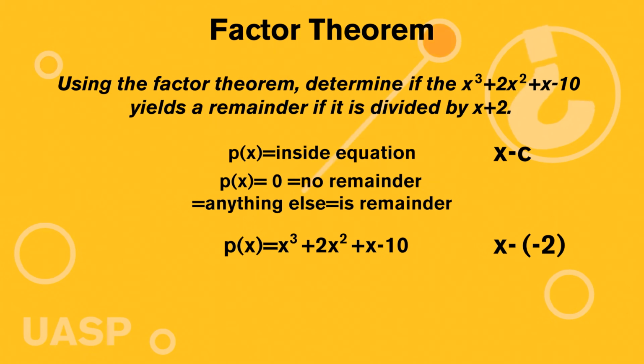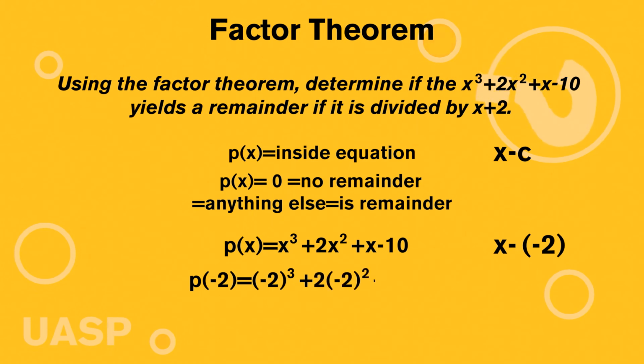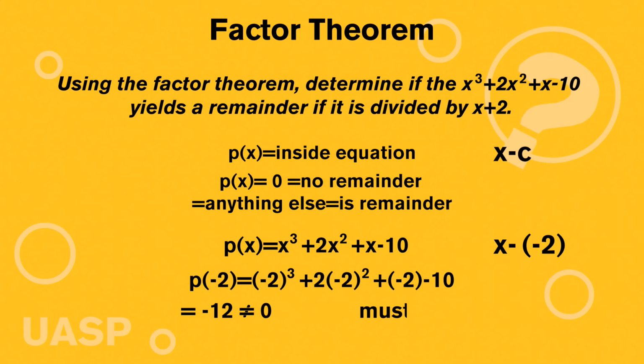So from here, we're just going to follow factor theorem. We're going to have p of negative 2, which means you just plug negative 2 in where all the x values are. So we have negative 2 cubed plus 2 times negative 2 squared plus negative 2 minus 10. When you work that out, you get the answer of negative 12, which does not equal 0, which means there must be a remainder. And furthermore, that remainder equals negative 12.